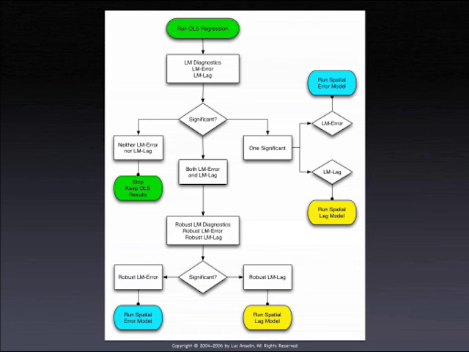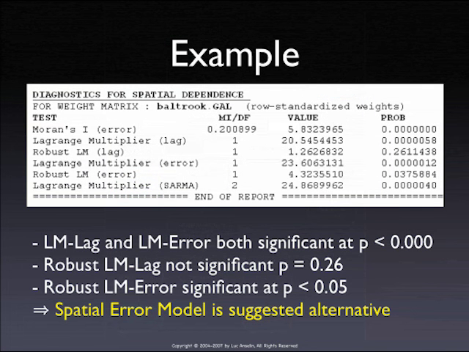So then this example again that we just saw, the decision rule: both LM lag and LM error are significant, so we reject the null for both. Then we look at the robust ones. One is 26, one is significant at 0.05, so we can reject the null under the robust LM error. We do not under the robust LM lag. So then we should say the spatial error model is the suggested alternative.